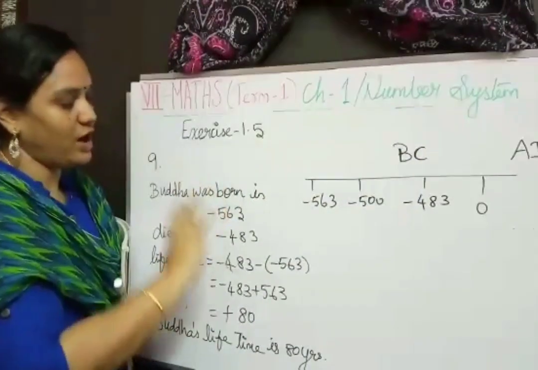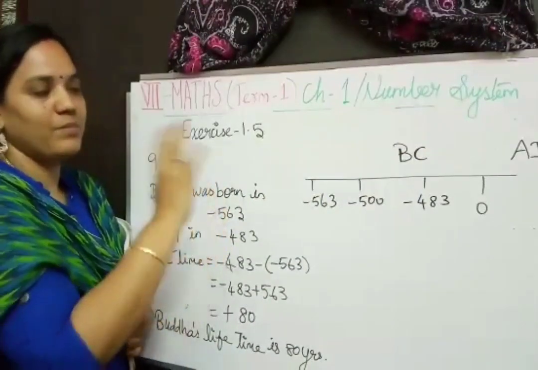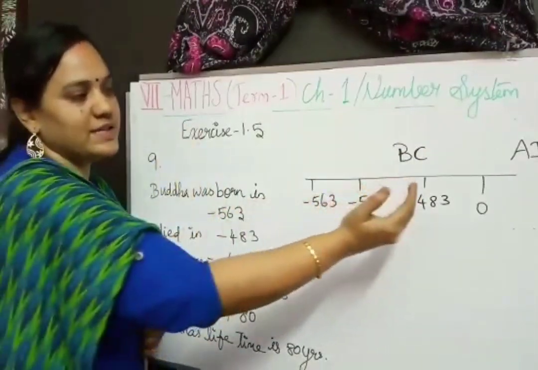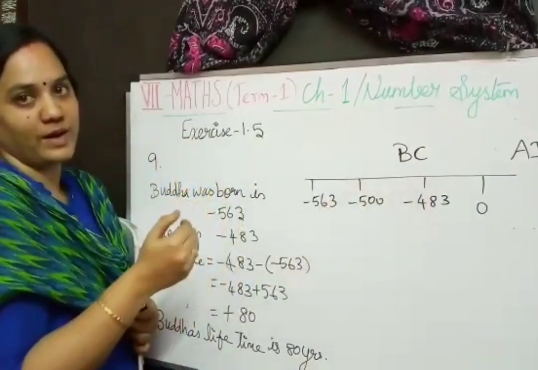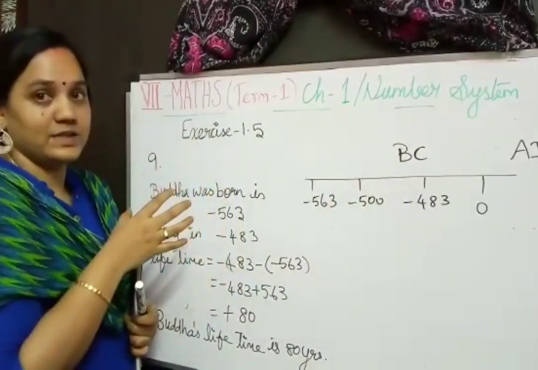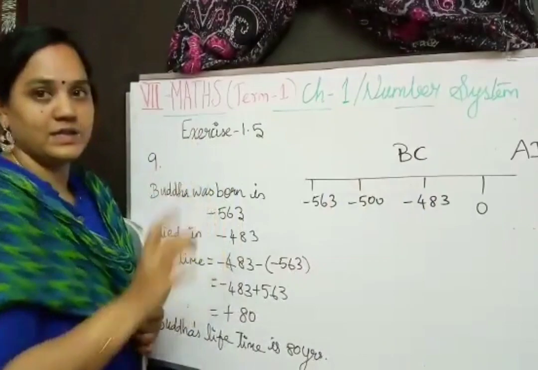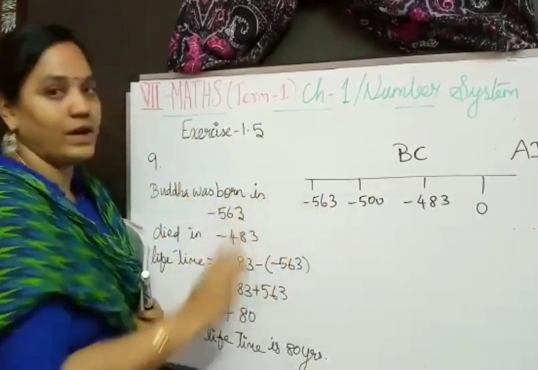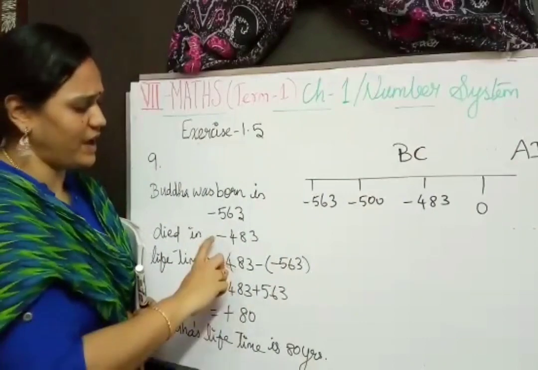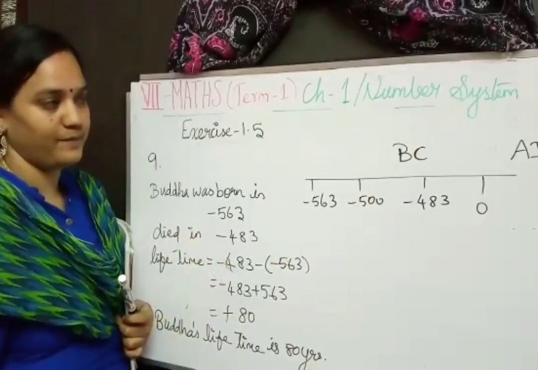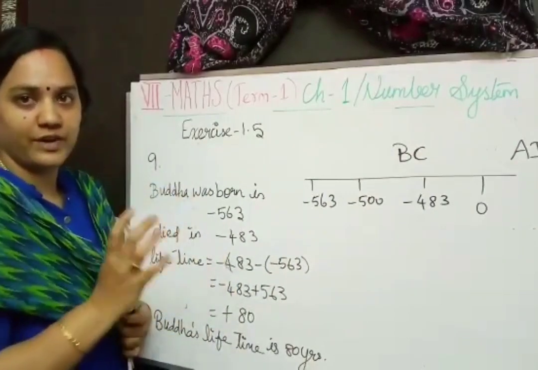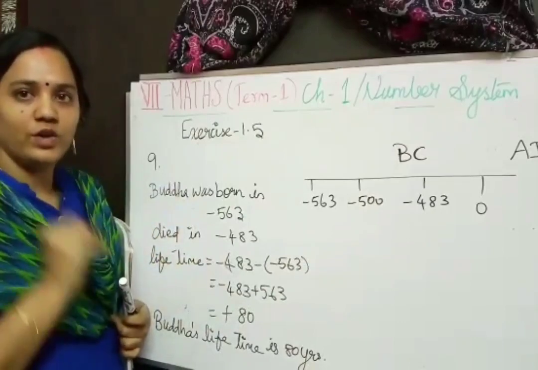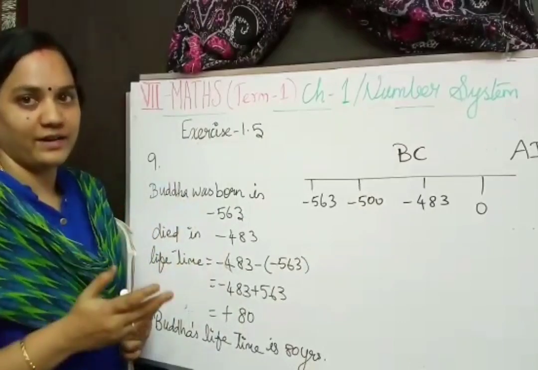Okay, he was born in 563 BC. 563 BC means it is considered before 0. So we are mentioning that as minus for our easy understanding. We consider it as minus 563. Likewise, he died in 483. Okay, so I mentioned here as minus 483. So for finding out the difference, that is finding out the age, what will you do? We have to subtract, right?